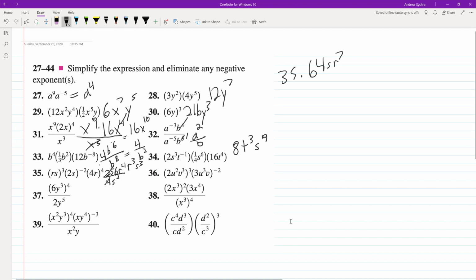So for 37, 6 raised to the 4th. That's a large number. 216 times 4 is going to be 864. I bet it is 864. 1296. 648 y raised to the 8th.